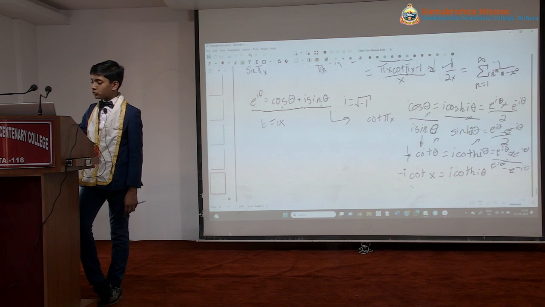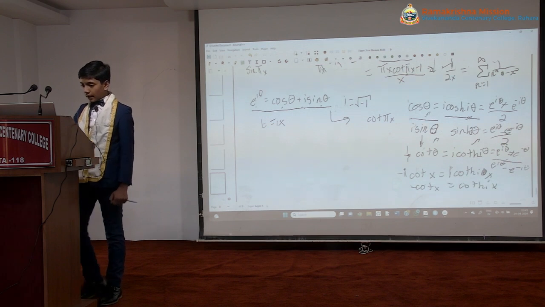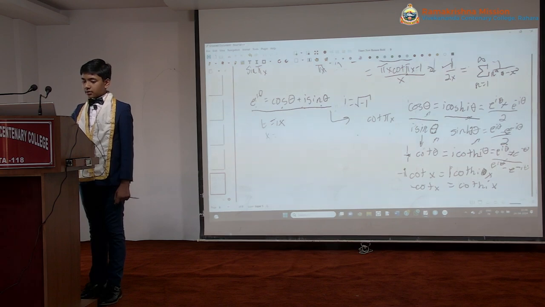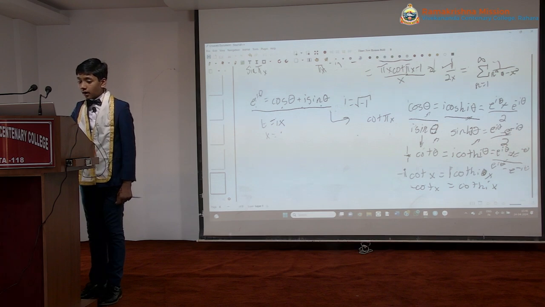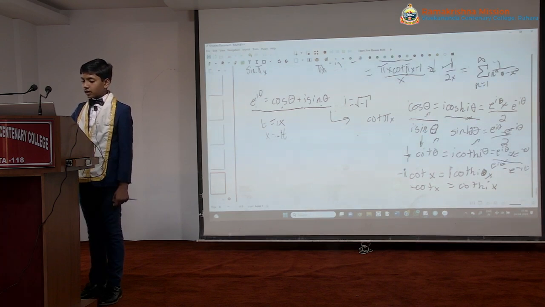No one would be opposed to me canceling out these two, right? So we get minus cotan x. Oh, I just realized that I forgot to replace this. The cotan hyperbolic ix. Alright, and now, if t equals ix, then x should be negative it. So, what does that mean?